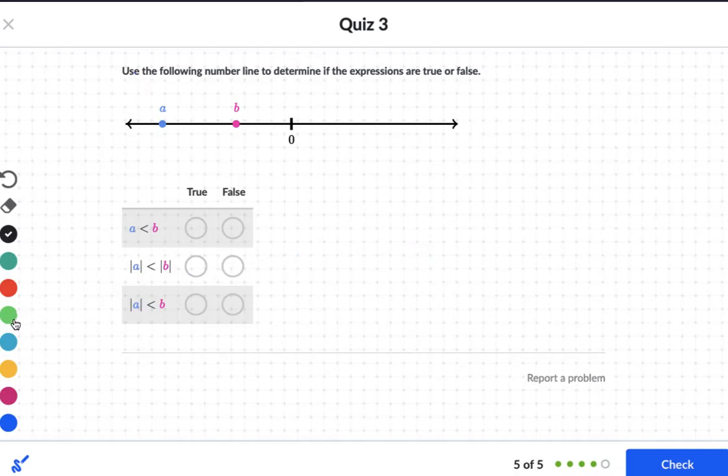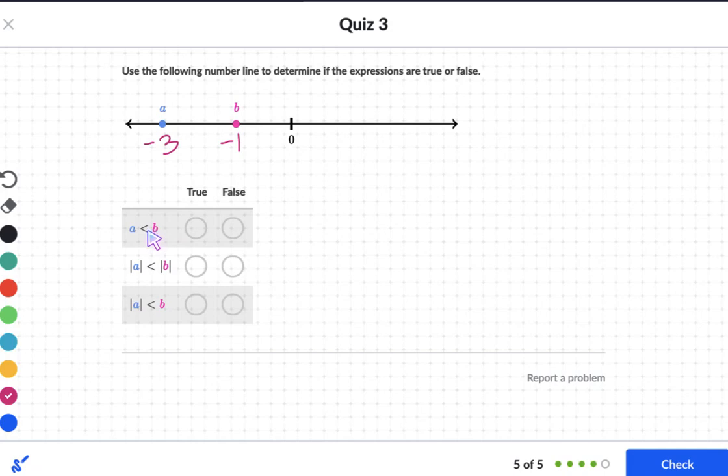Okay, so this is what I would do to figure things out. There's no numbers here, so I'm going to give them numbers. B, I'm going to say is negative 1, because it's to the left a little bit of 0. And for A, I'm going to say it's like negative 3 or something. It looks a little bit further over. Doesn't really matter. I just made these numbers up.